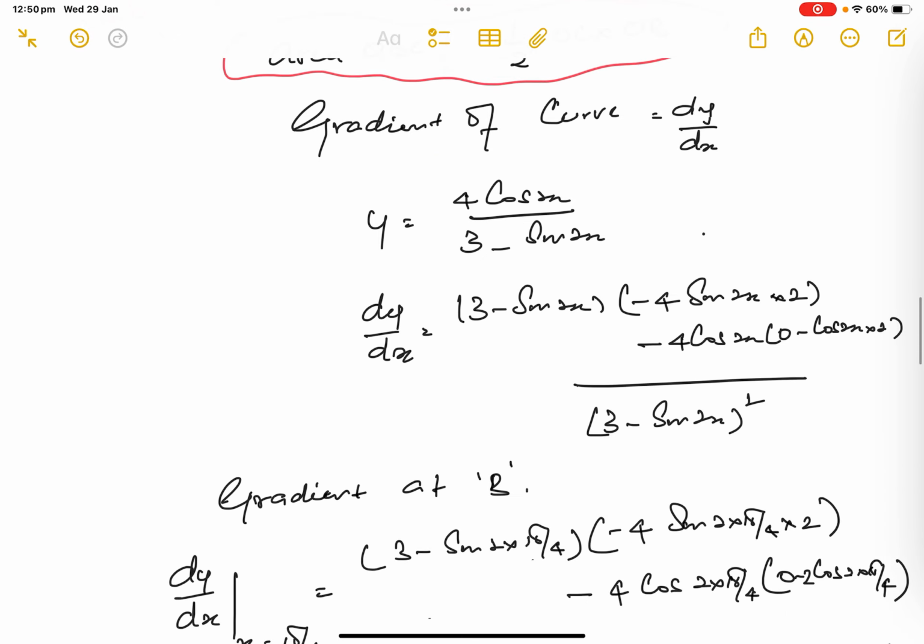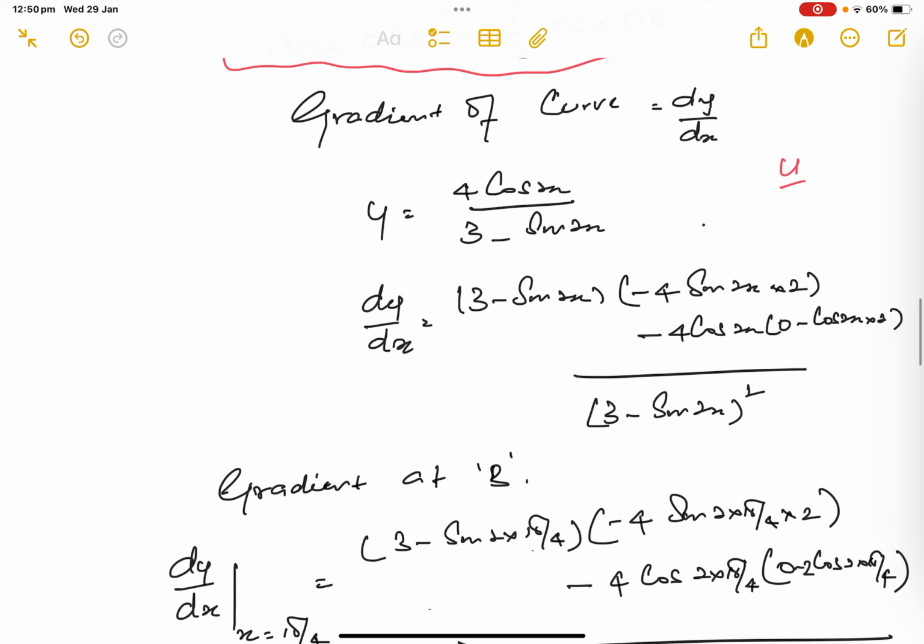So before we do that, you find dy over dx, the general form of dy over dx, the gradient of the curve first, and then find the gradient at a specific point. So y equals 4 cos 2x divided by 3 minus sin 2x. This is the quotient form, u over v differentiation.